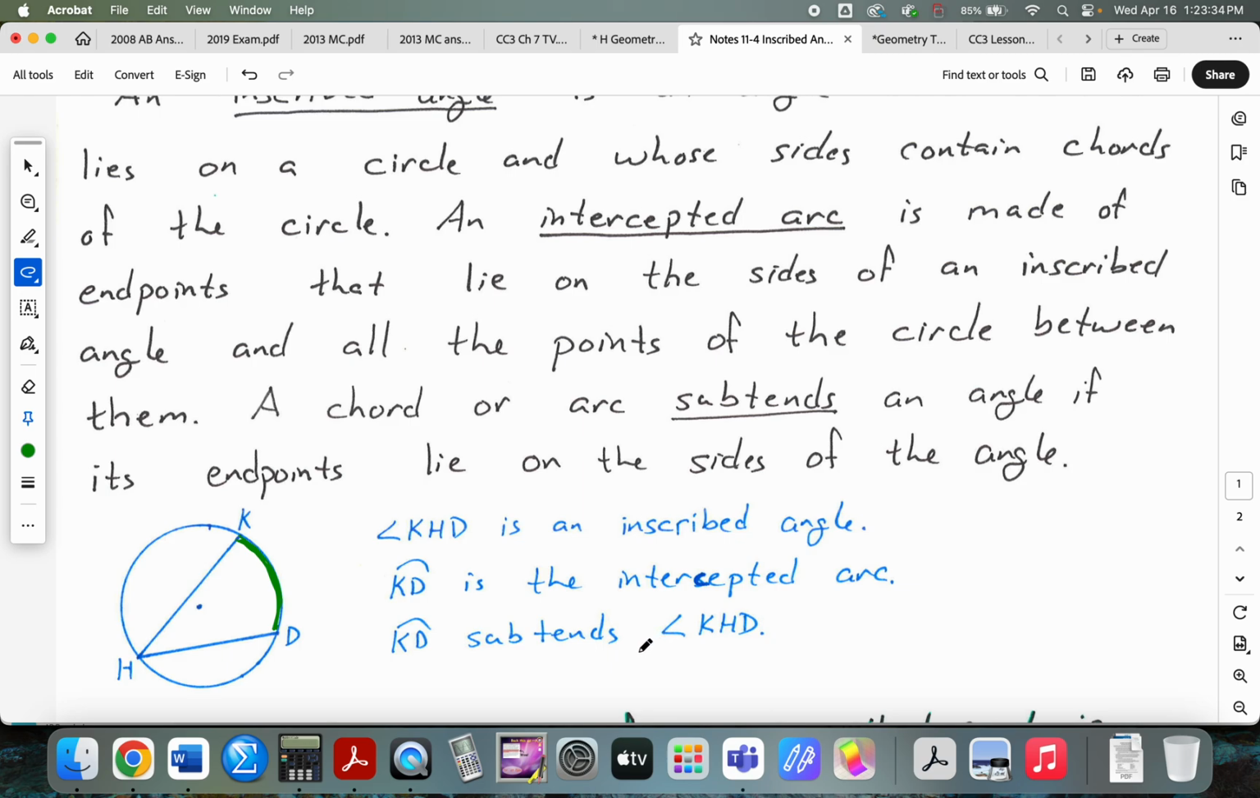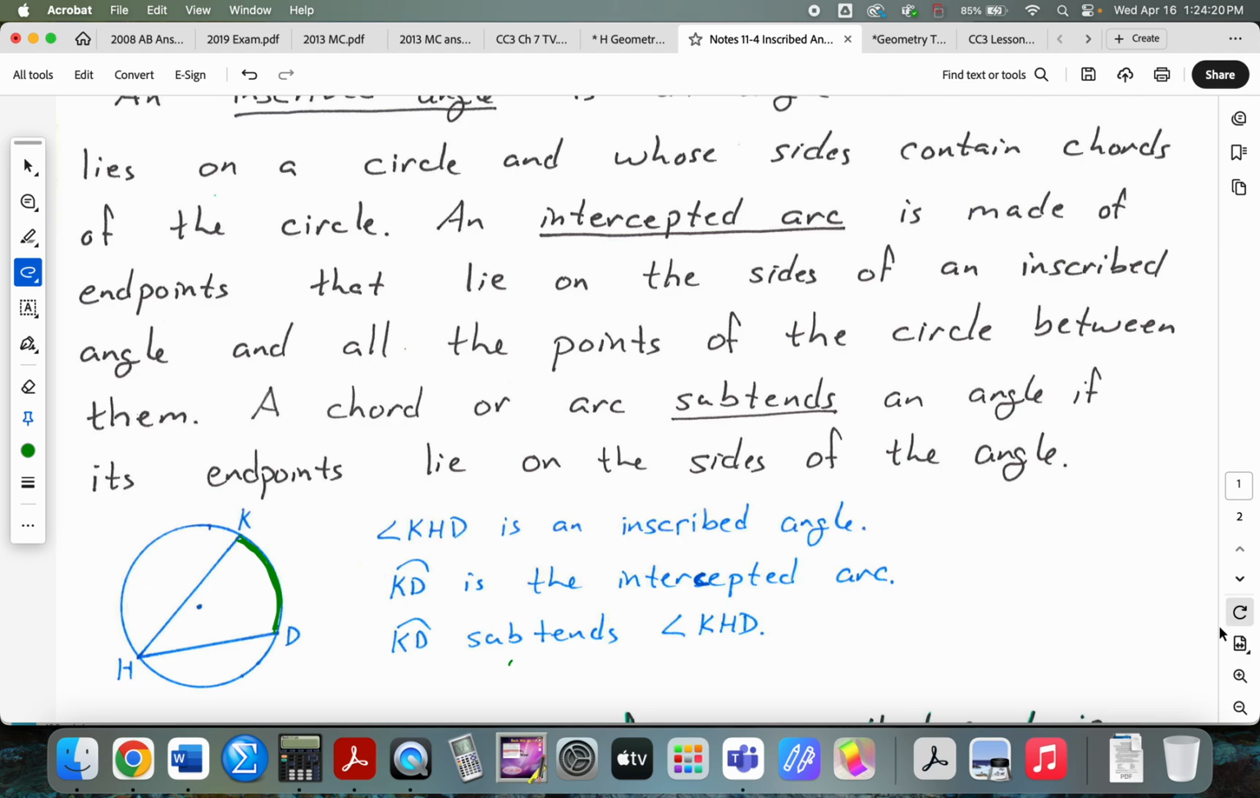Okay? When something is intercepted, it means it's cut off, right? That's literally what it means to intercept something. Frequently we think of it in terms of football. There was an interception. The defender cut off the ball from where it was intended to go. Here, this angle cuts off this arc. Sometimes they'll say that arc KD subtends angle KHD. It's the same thing as saying it's the intercepted arc. It's kind of an older usage, but you still see it sometimes from time to time.